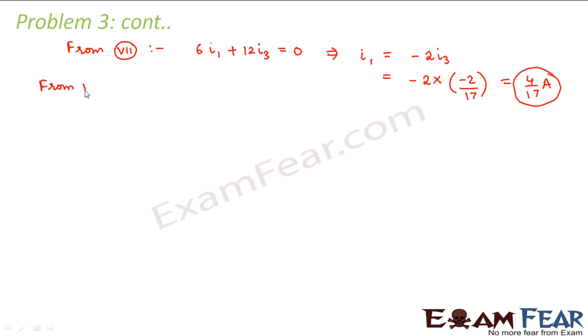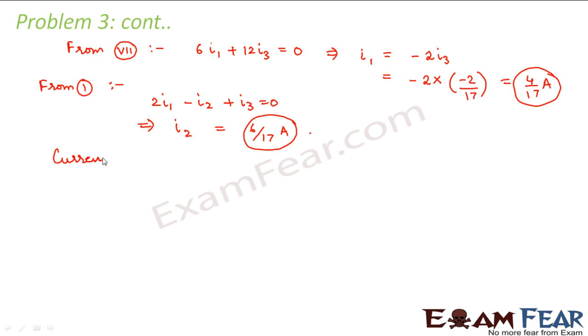Now from the very first equation, equation 1, we will calculate the value of I2. It is 2I1 minus 2I2 plus I3 is equal to 0. So I2 comes out to be 6 by 17 ampere. So we now know I1, I2, I3.